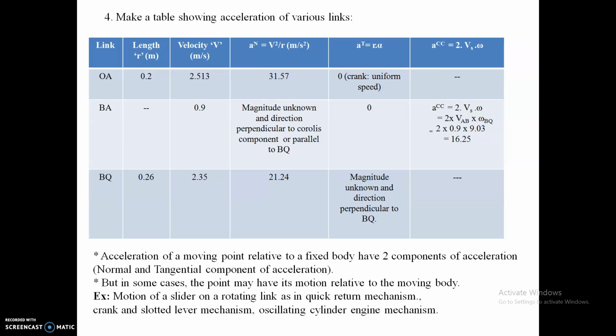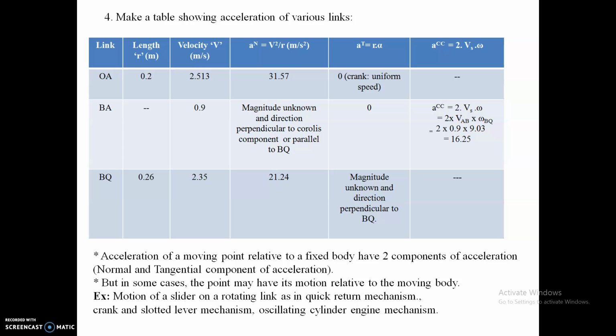So here for the given problem, the links are mentioned here. The link OA, the second link is BA, the third link is BQ. The lengths are mentioned here. Velocity is written from the velocity polygon. Then the normal component we have defined as usual here. The tangential component is given here, and the only change is for the link BA, because here for BA a Coriolis component comes into the picture.